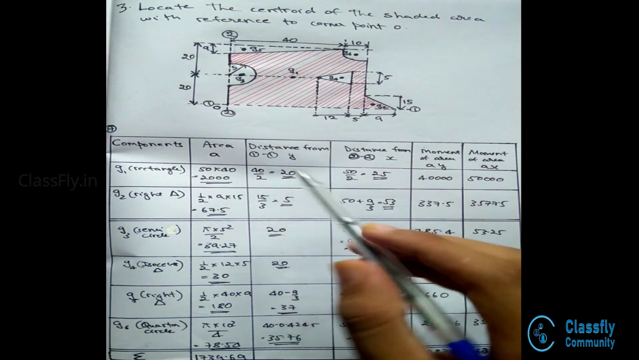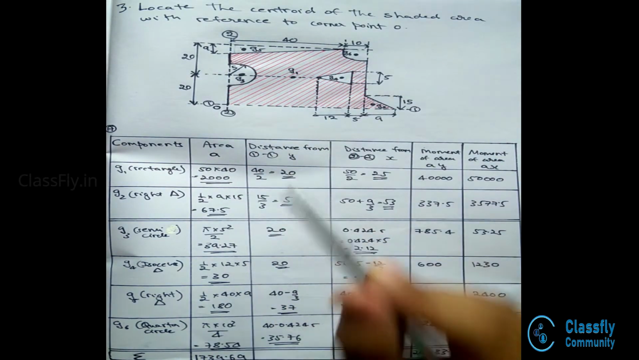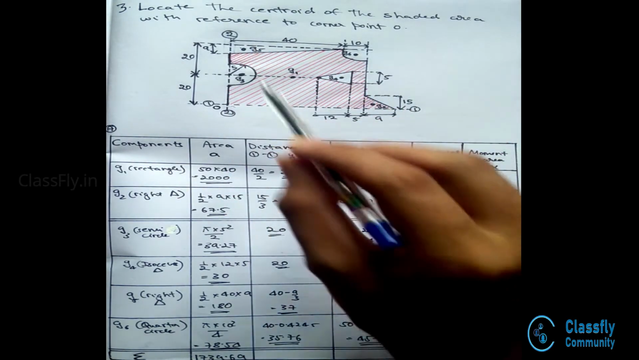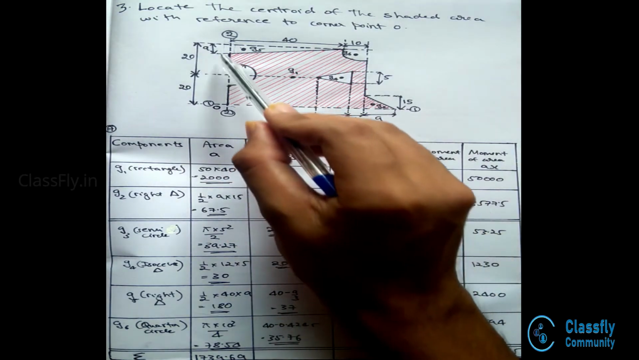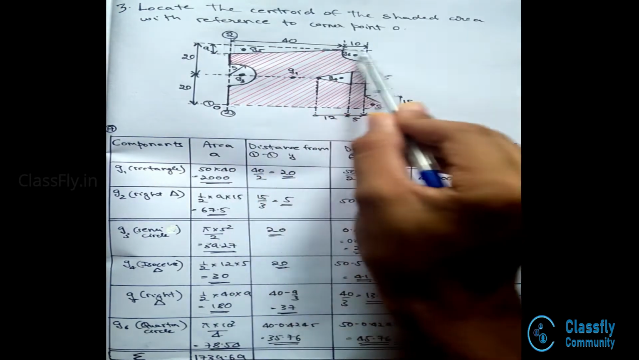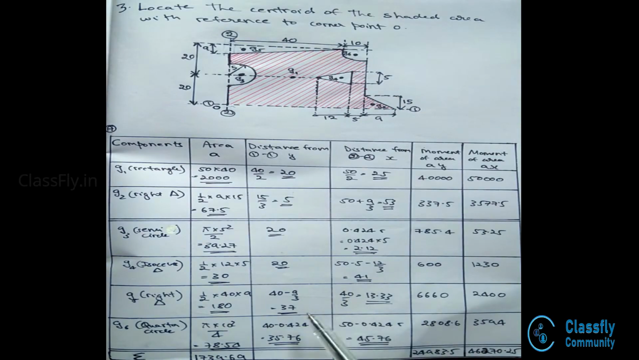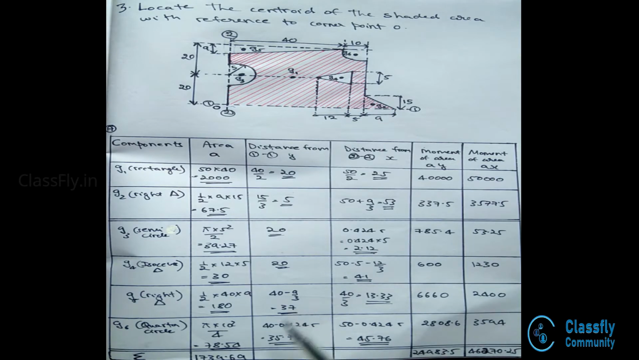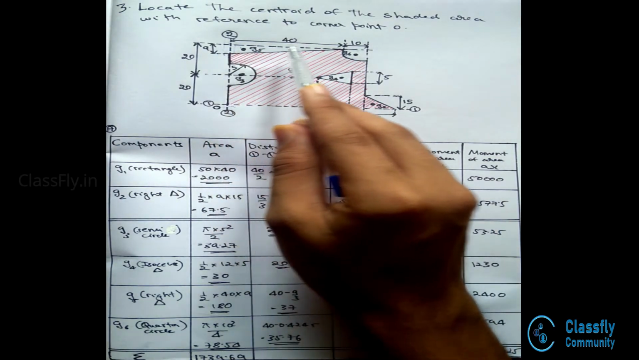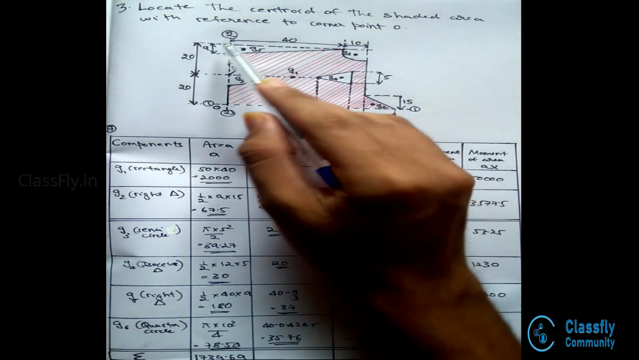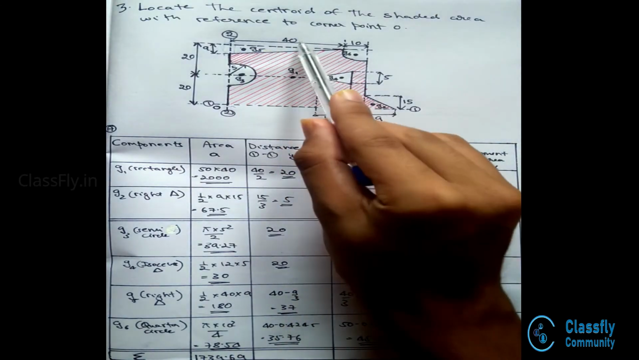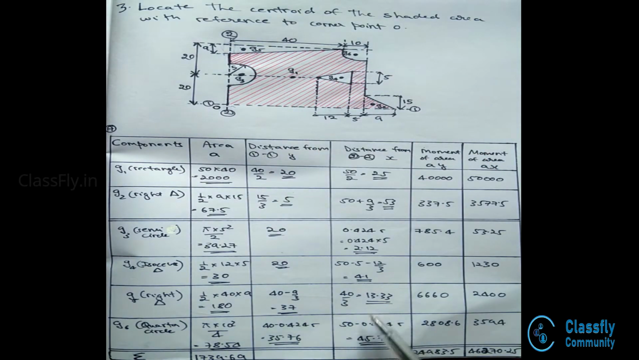The distance from the 1 1 axis is given by the entire distance 40 minus the centroid distance, that is h by 3. Here the h will be 9 with reference to the base being 40. Hence, the centroid distance is given by 40 minus 9 by 3, which will be 37. The distance from the 2 2 axis is nothing but base into h by 3, that is, with reference to 2 2 axis, this is the base and this is the height. Hence, h by 3 will be 40 by 3, which will be 13.33.